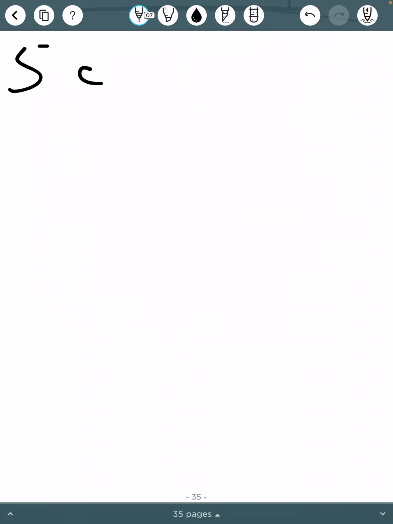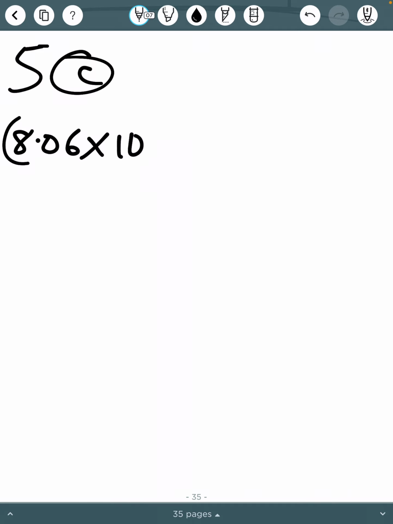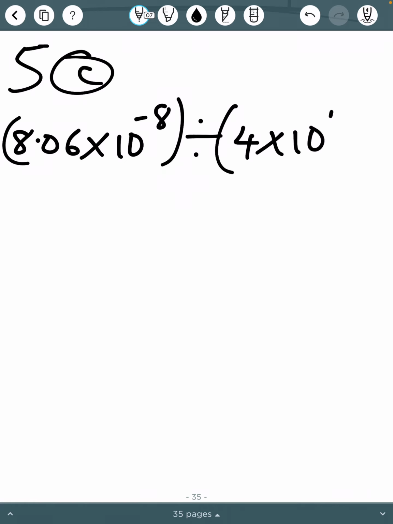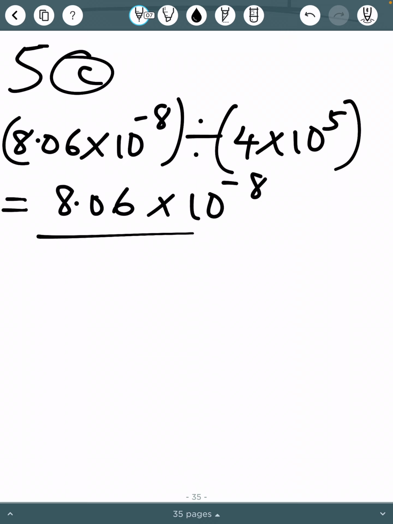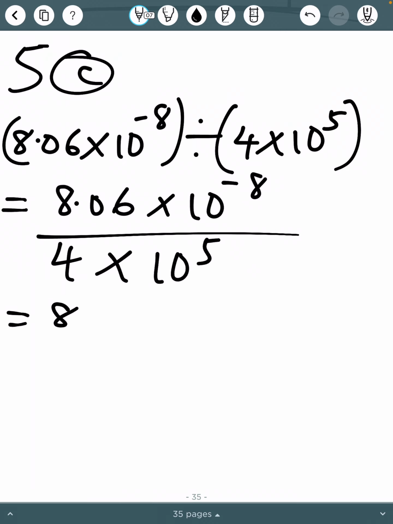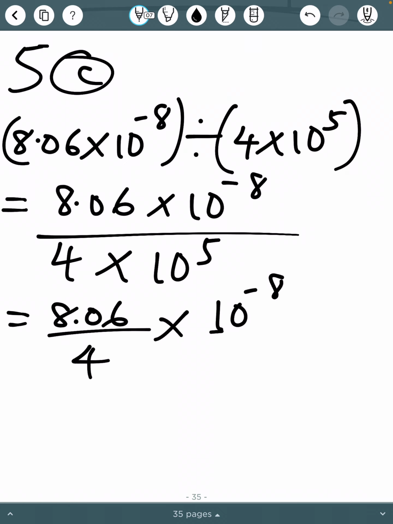Now, this is the last question in the exercise, 5c. It says I should do 8.06 times 10 raised to power minus 8 divided by 4 times 10 raised to power 5. This is a pretty simple question. I'm just going to do 8.06 times 10 raised to power minus 8 divided by 4 times 10 raised to power 5. So I could do 8.06 over 4 separately, and do 10 raised to power minus 8 divided by 10 raised to power 5 separately.